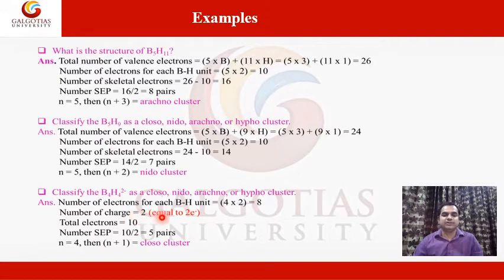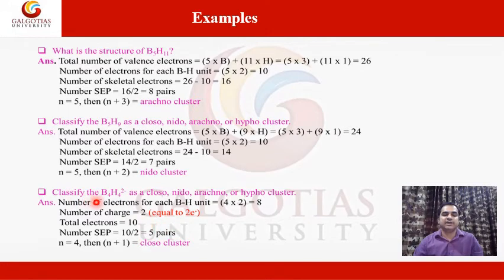Then it means one charge equals one electron. That's why we are taking the value 2 here, because we have a 2 minus charge. So we are taking two electrons. Total electrons, how much? 8 plus 2 is equal to 10. Then divide by 2 to get the number of SEP value. 10 divided by 2 gives 5 pairs.